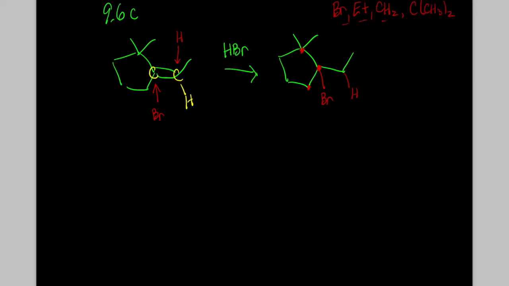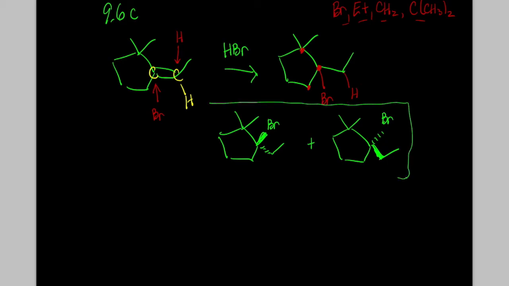Okay. So it does have 4 groups attached to it. Therefore, we need to draw both the wedge and dash, or the R and the S isomers for this molecule. So the bromine could be on a wedge, the ethyl group could be on a dash, or the other way around. Okay, so we'll draw the ethyl group on a wedge. And so those are the 2 products that are formed in equal amounts.